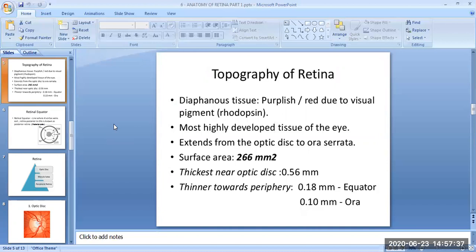It is thickest near the optic disc. Thickness is 0.56 mm and it is thinner towards the periphery. At the equator, its thickness is 0.18 mm. At the ora, it is 0.10 mm.